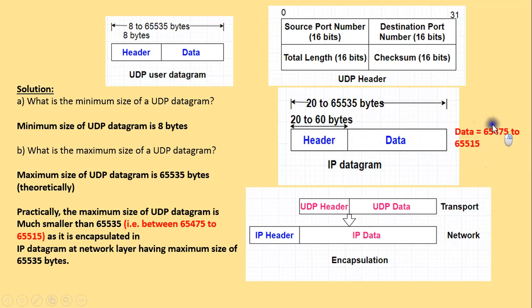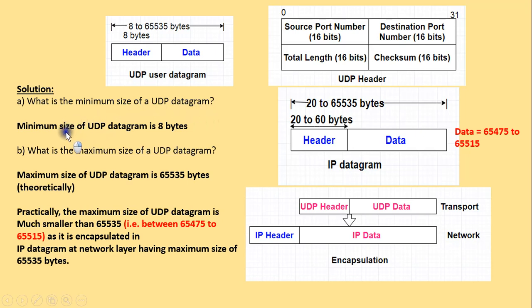Now, if this is the limitation for the data length at the IP datagram, the UDP datagram length should be lying in between this range. Though the maximum length of the UDP datagram can be 65535 bytes, practically the maximum length of the UDP datagram should have the length between 65475 bytes to 65515 bytes so that it can be encapsulated in the IP datagram having the variable size of header from 20 bytes to 60 bytes.